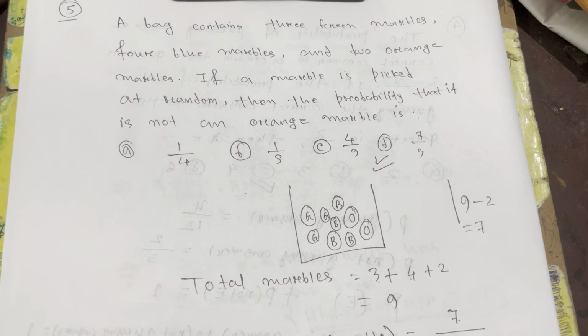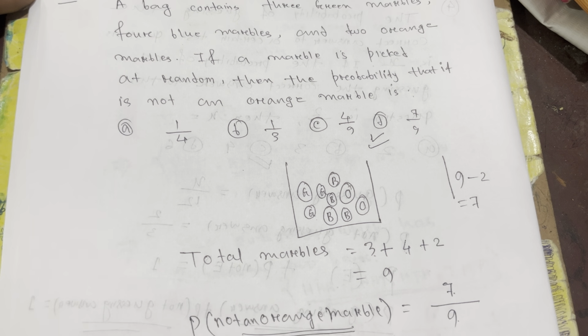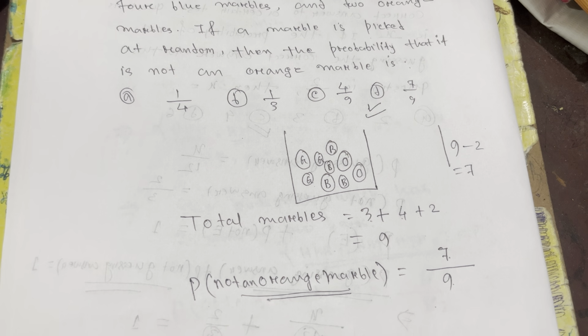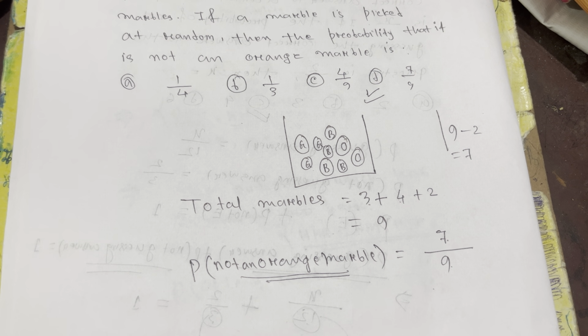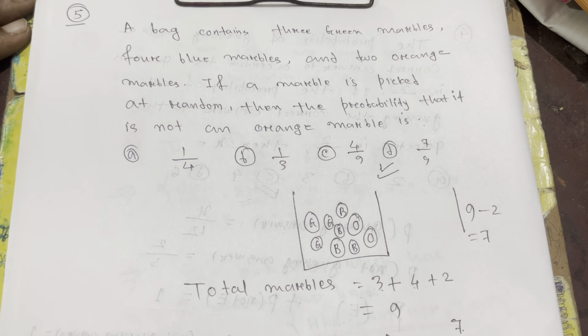So this is very simple. Total there are 9 marbles. Out of 9 marbles, only 2 marbles are orange, and therefore 7 marbles have colors that are not orange. So the probability of not an orange marble is equal to 7 out of 9. Okay, so option D is correct.